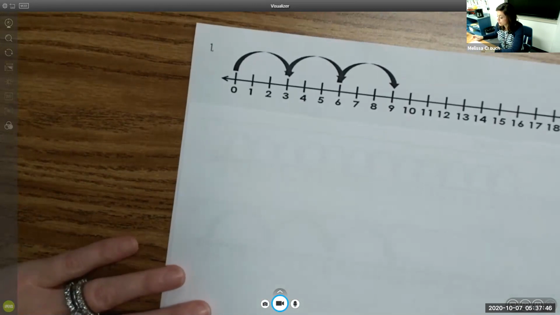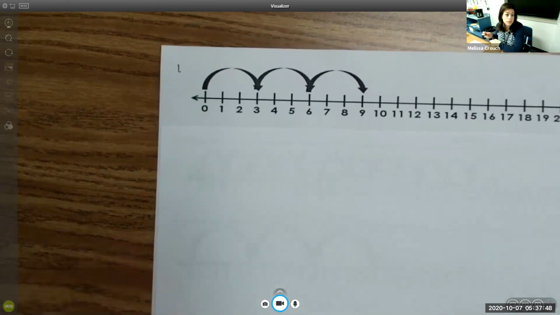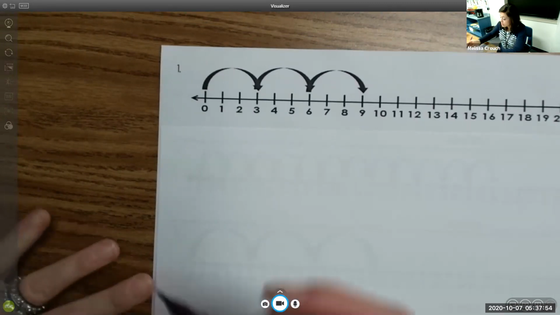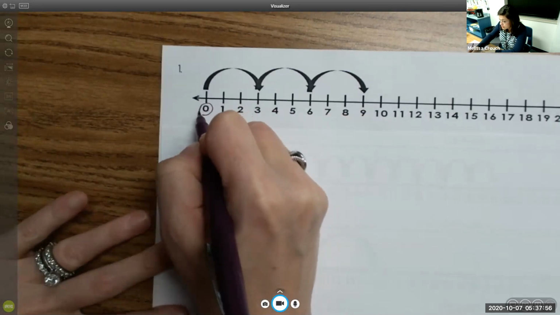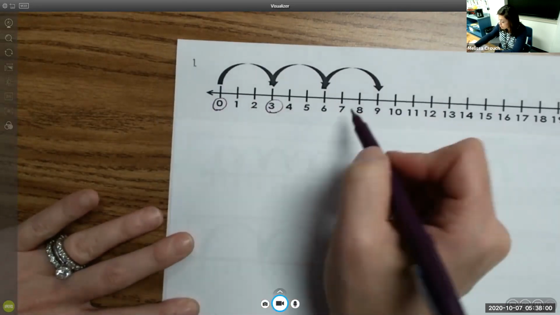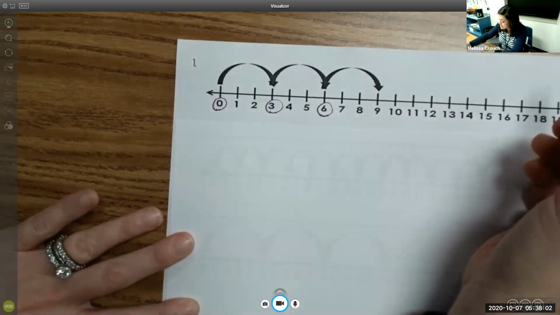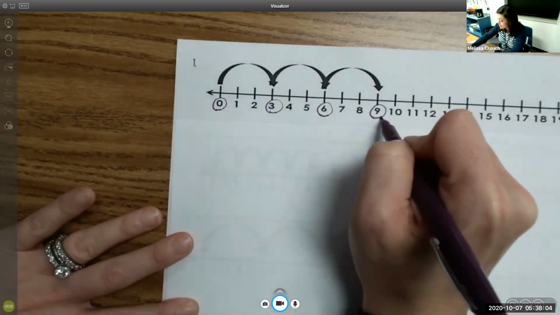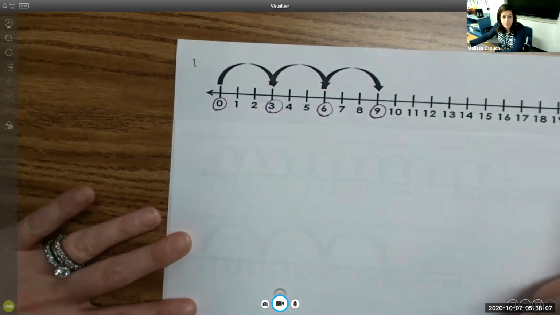Okay, first thing, you figure out what you're counting by. So you look to see what each arrow is stopping at. So we have 0, 3, 6, and 9. So what are we counting by? We're counting by 3s, okay?